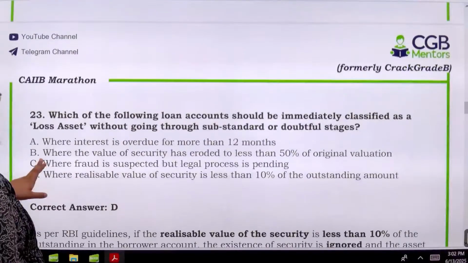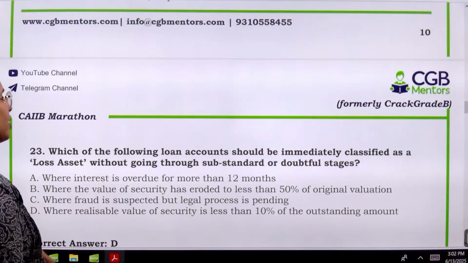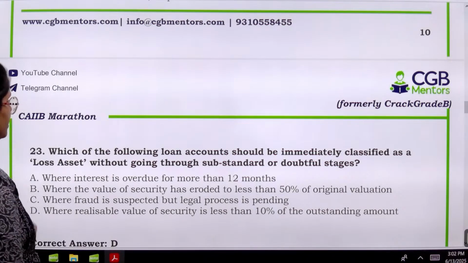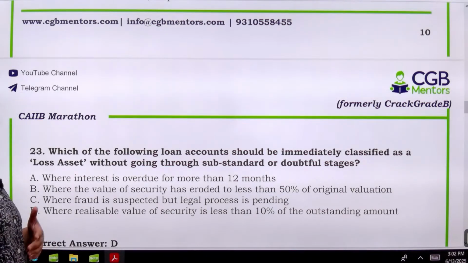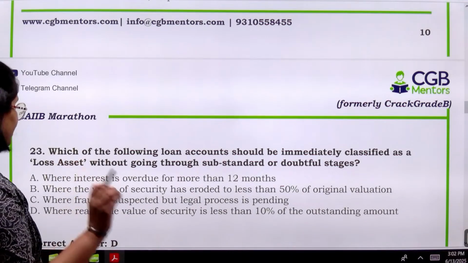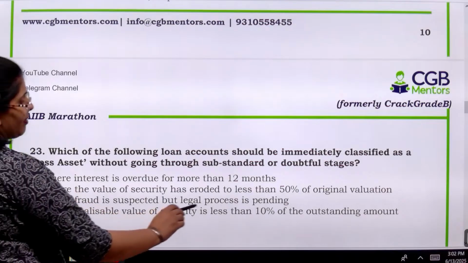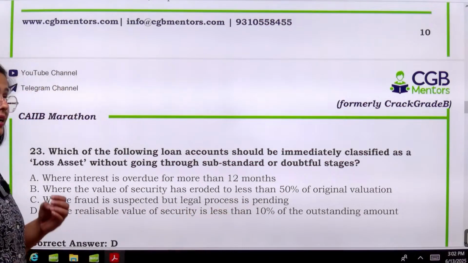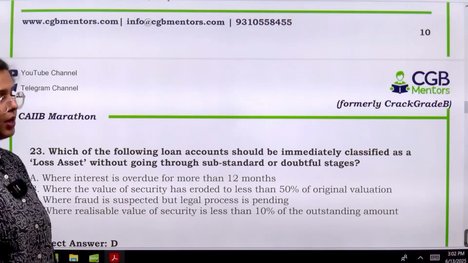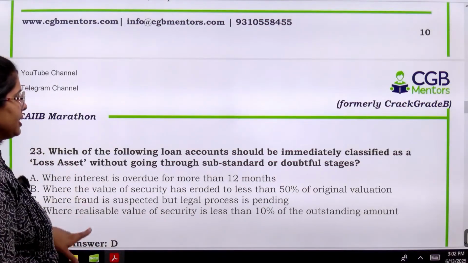Now, next is, which of the following loan accounts should be immediately classified as loss assets? From here we will start talking about the IRAC norms, right? Income recognition, provisioning related norms. So which one should be classified as a loss asset immediately? Wherever the realizable value of the security is less than 10% of the outstanding amount, this is clearly a loss asset, because you will not be able to realize anything.